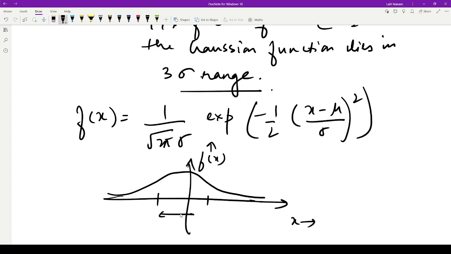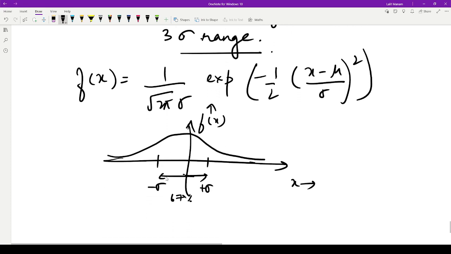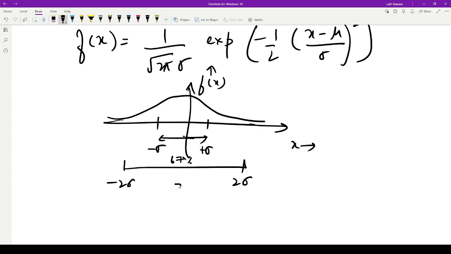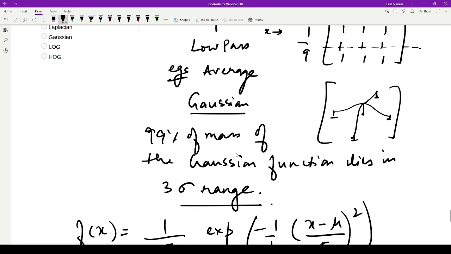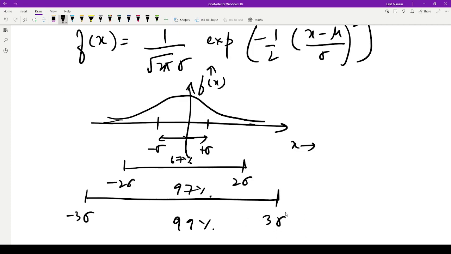Within the first standard deviation, that is minus sigma to plus sigma, you have around 67% mass. And within the second standard deviation, how much mass is there? Around 97. I don't remember the exact percentage, but it is around this value. Within 3 sigma, 99% of the mass is there. So for practical purposes, when you use a Gaussian filter, you should try using 3 sigma or at least 2 sigma, not below that. Whatever 2 sigma is equivalent to in number of pixels, your filter size or window size should be like that. Agreed? This is an implementation aspect, but I thought I should share it here.